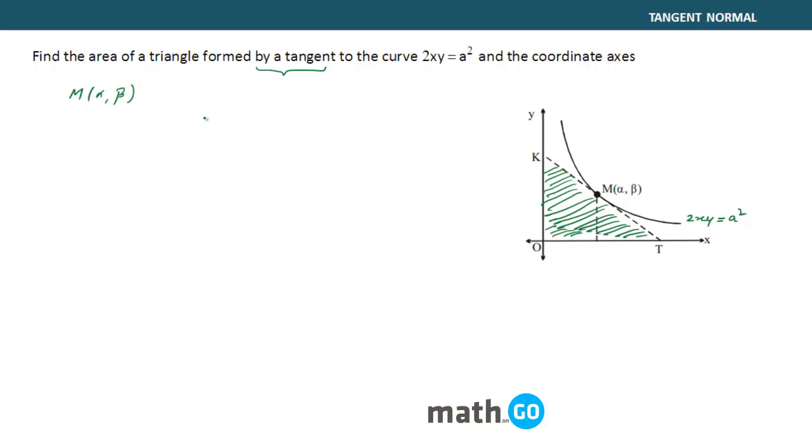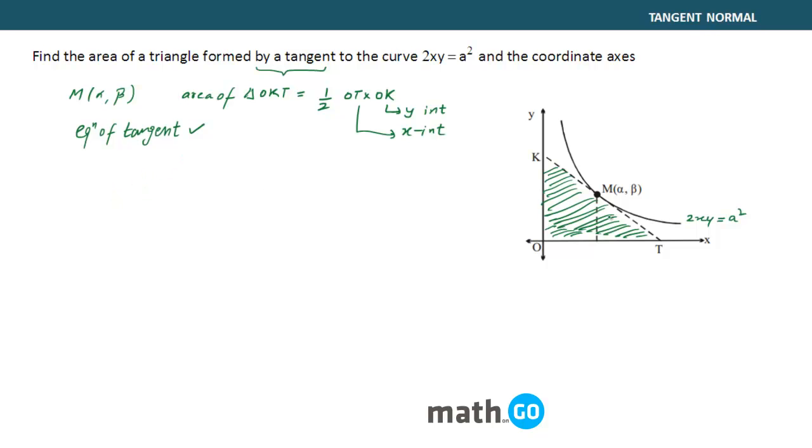Okay, so how do we do that? Obviously, the area of the triangle here. So the target is to find the area of triangle, let's say OKT, in this particular diagram. Okay, so we need half OT into OK. This is our target. This is nothing but the y-intercept of the line, and this is nothing but the x-intercept of the line. So you need to find the x-intercept and y-intercept. For that you need the equation of the tangent, as simple as that. So the first target in this question is to find the equation of the tangent.